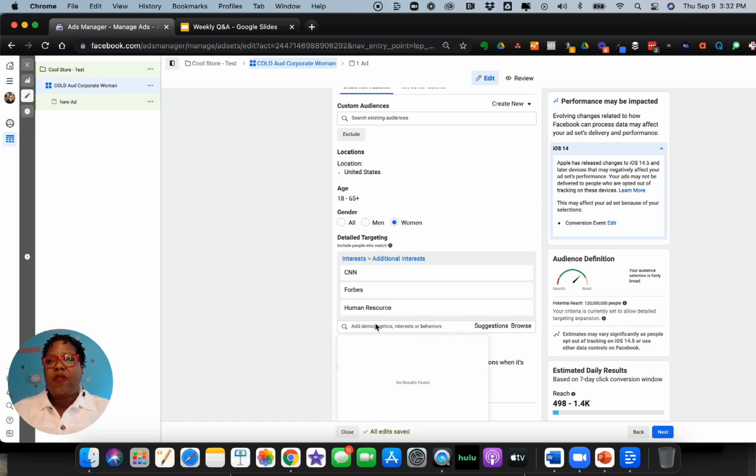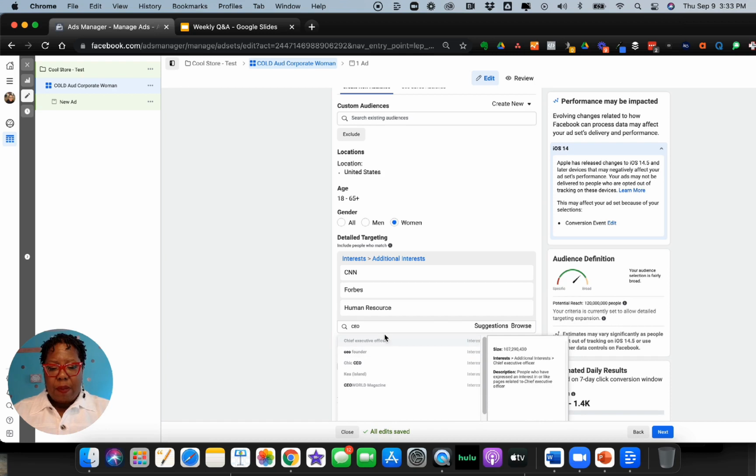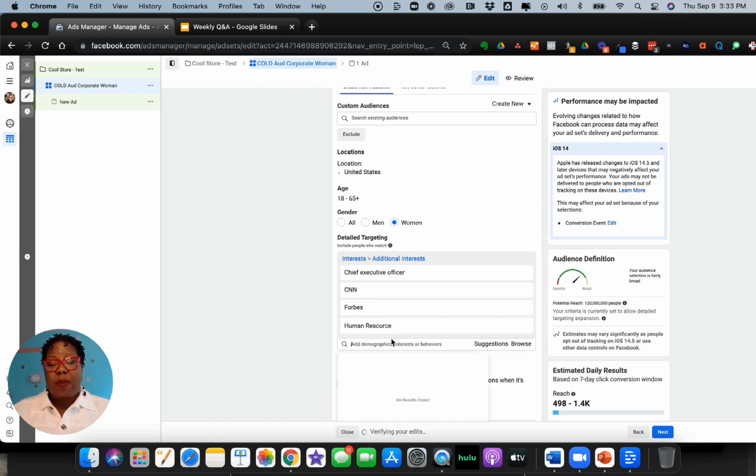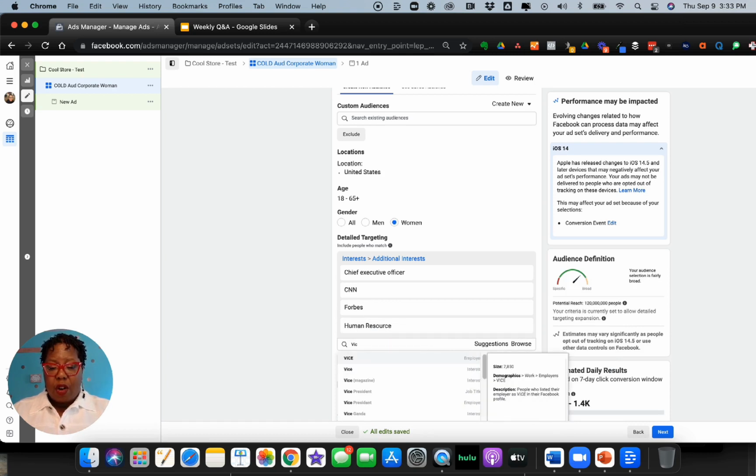You can put in management and titles. The idea of the interest is to really start to add as many in here as possible. So you have media that you can go after. You can have careers, like I said, titles. CEO is a title that you can put in. Maybe you want to focus on people who have CEO in their titles that they've added to Facebook. Maybe it is vice presidents or marketing.